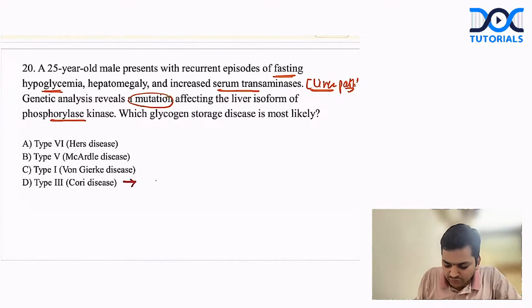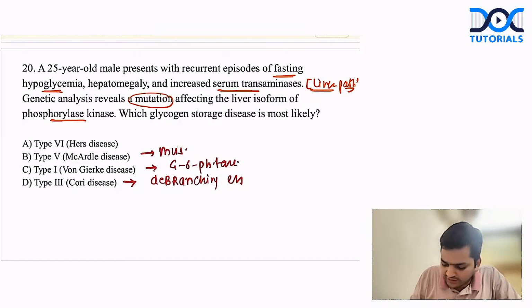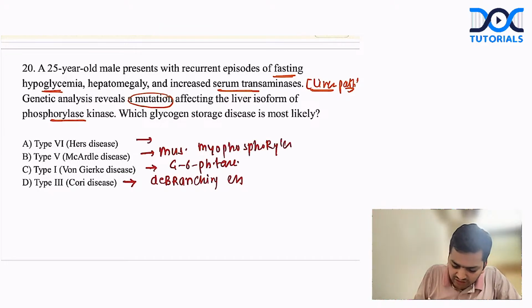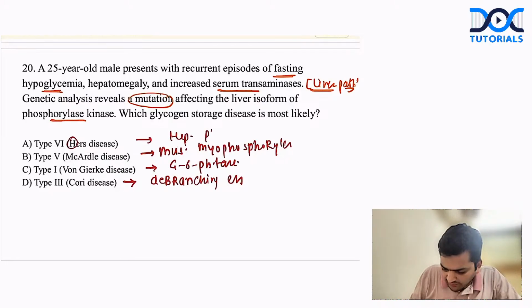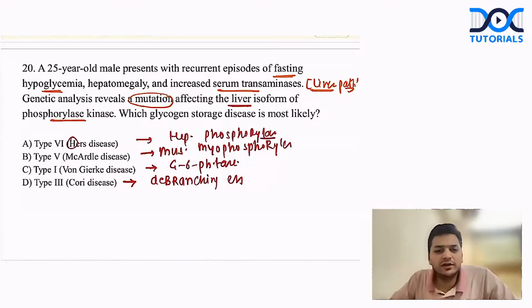The Cori disease is due to deficiency of debranching enzyme. Von Gierke is due to deficiency of glucose 6 phosphatase. McArdle's is muscle glycogen phosphorylase or muscle myophosphorylase. And Hers disease, H for hepatic, it is the hepatic phosphorylase. So they are asking that the liver form of phosphorylase is not working.